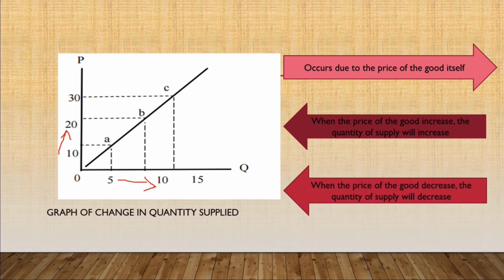Meanwhile, when the price of the good decreases, the quantity supplied also decreases. This can be shown by the graph from point C to point B. When the price decreases from RM30 to RM20, the quantity supplied also decreases from 15 to 10 units. This is known as contraction of supply.